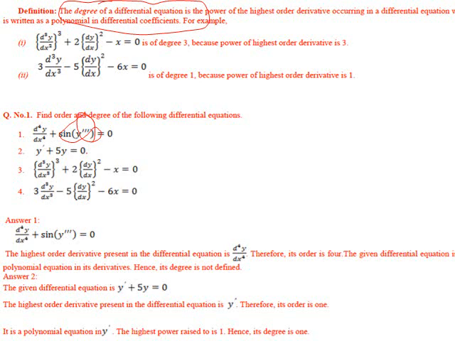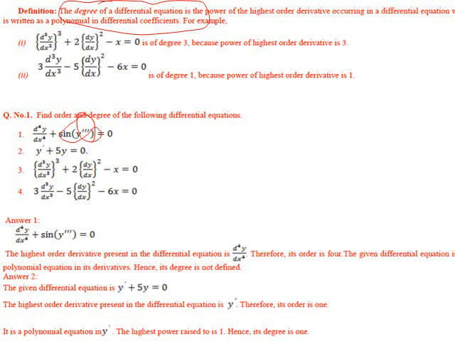See here the example: d3y by dx 3 whole to the power 3, plus 2 times dy by dx whole squared, minus x equal to 0. So it is a differential equation whose order is 3, and its power is also 3. That is why we can say it is of degree 3.